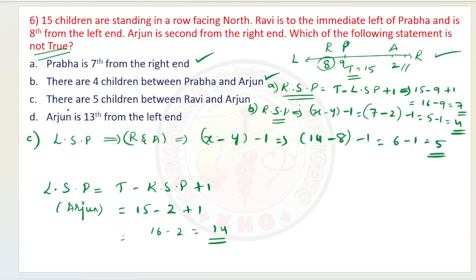What is the third statement? There are 5 children between Ravi and Arjun. So 5 children between Ravi and Arjun, so this statement is also true. And what is the last statement? Arjun is 13th from the left hand. The left side position of Arjun is what? 14th, not 13th. Okay, so this statement is not true. So option D is the correct answer.